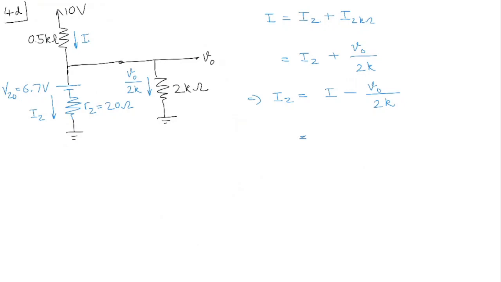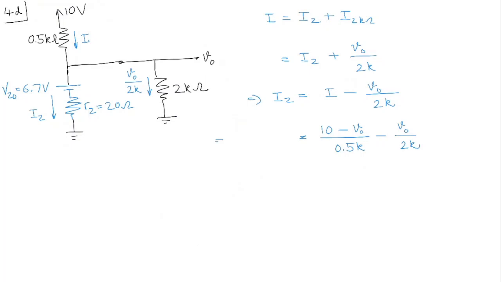Now what is I? Let's write I in terms of V0. What's the drop? The voltage here is 10 volts on this end of the resistor, and the voltage here is V0. So it's 10 minus V0 divided by 0.5K. So let's write that: we have 10 minus V0 divided by 0.5K, minus V0 over 2K.